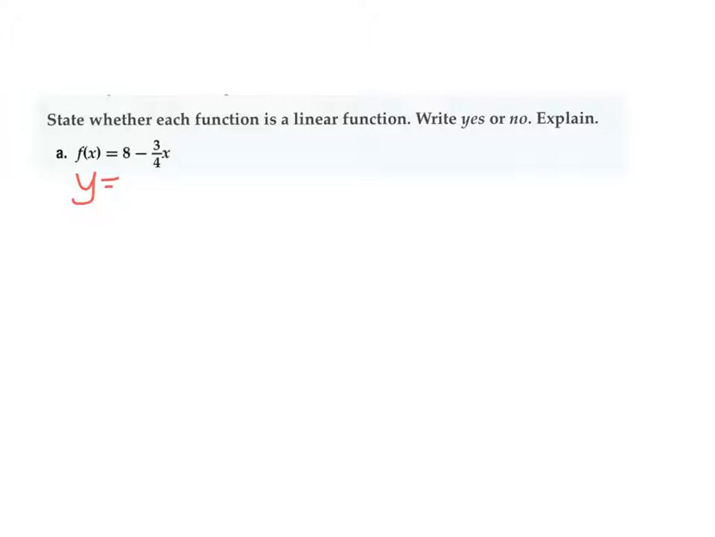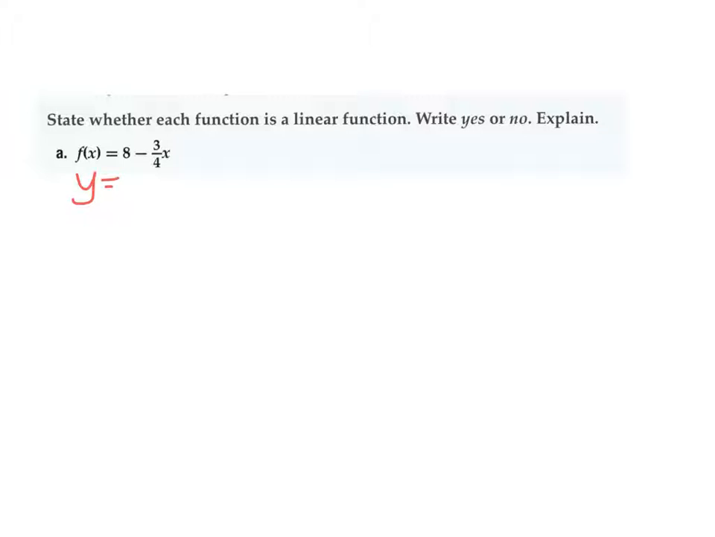What is the power on y here? 1. What is the power on x? 1. So the first condition is met. The variables are raised to a power of 1. The second condition, no variable can be in a denominator. Is this variable in a denominator? Is this variable in a denominator? It would have to be under here with the 4. So no, it's not in a denominator.